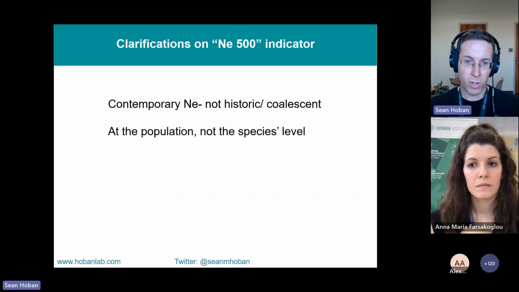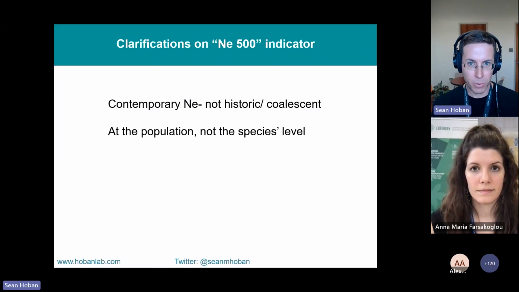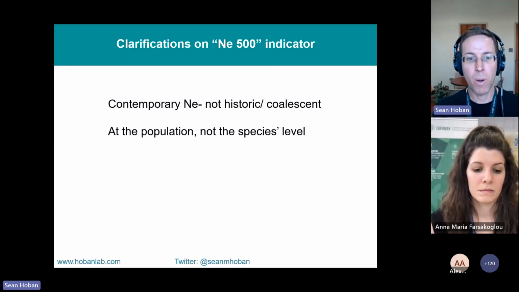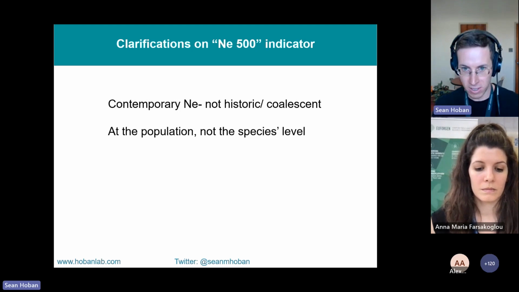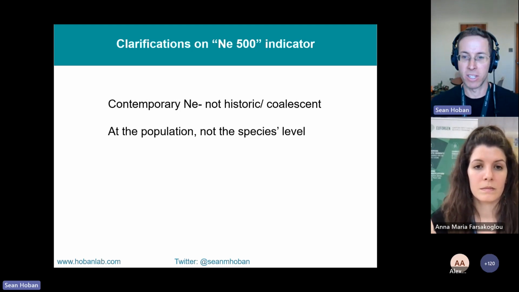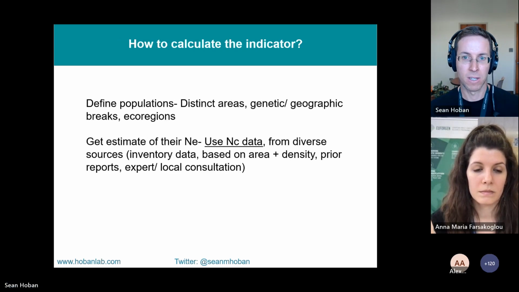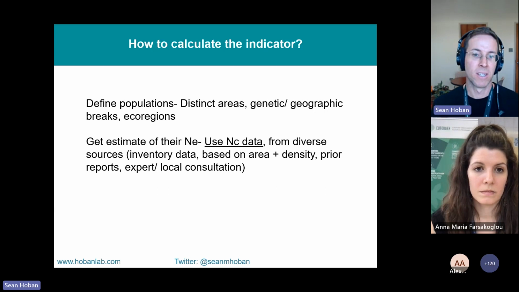As Juan Jose mentioned, we are interested in the contemporary NE, not the historic NE, and we are interested in some population or metapopulation that is isolated from others, not the entire species NE. What do we have to do if we want to calculate this indicator, the proportion of populations above NE 500? We need to do two things: define populations and then get their NE estimate.